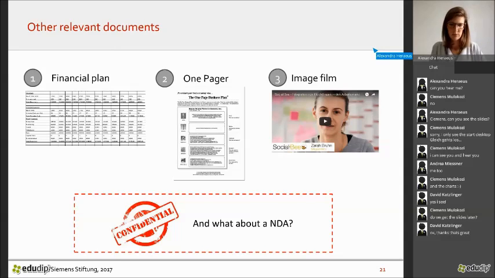I just want to quickly go over the documents that are somehow related to a business plan, and that you might come across. Number one is the financial plan, which usually comes in combination with the business plan. It can be part of the Word document, or in the PowerPoint presentation, and then it usually comes with an Excel sheet. The financial plan should contain all the details of your financing that you don't put on the overview page.